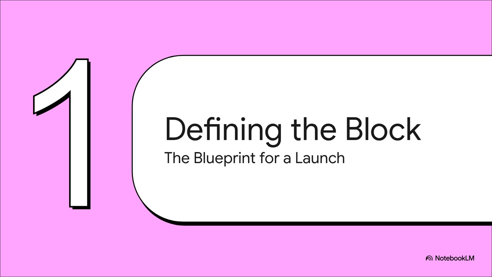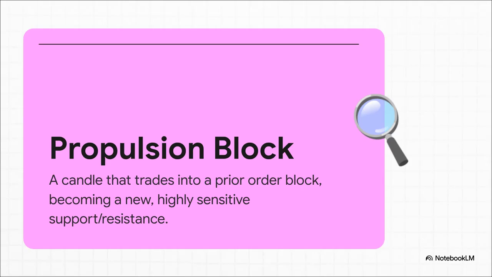What in the world is a propulsion block? And why is it so darn effective? To put it simply, a propulsion block is just a candle that trades back into a prior order block. And when it does that, it kind of takes over the job from that original block, becoming a brand new and way more sensitive level of support or resistance.